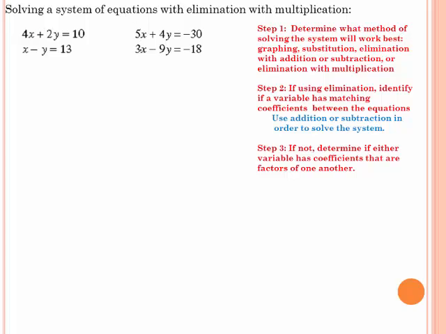Looking at my second example, I have a 3 and a 5. I can't turn a 3 into a 5 or a 5 into a 3. And here I have a 4 and a 9. I can't turn a 4 into a 9.